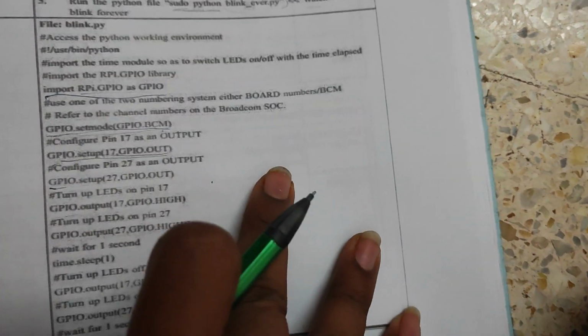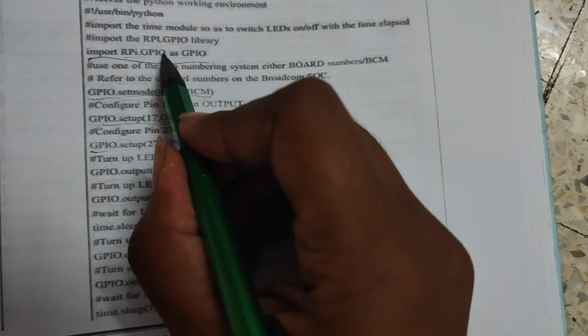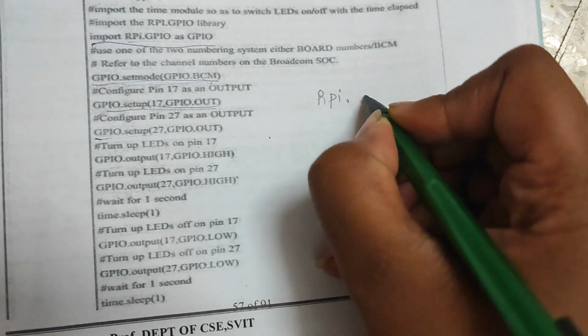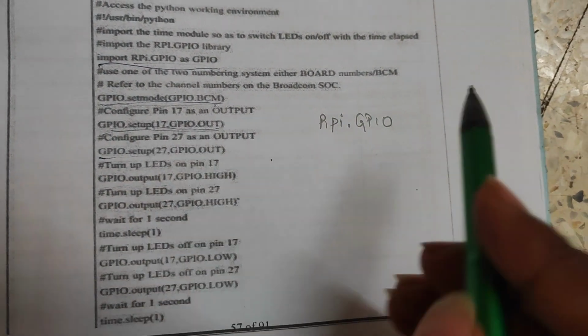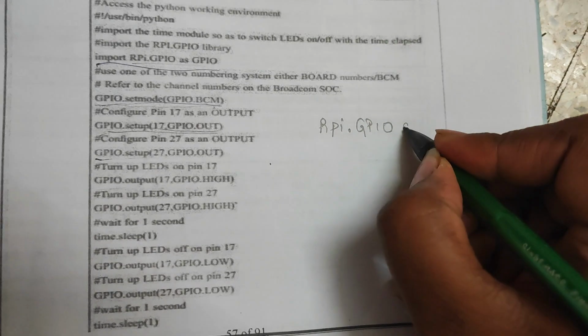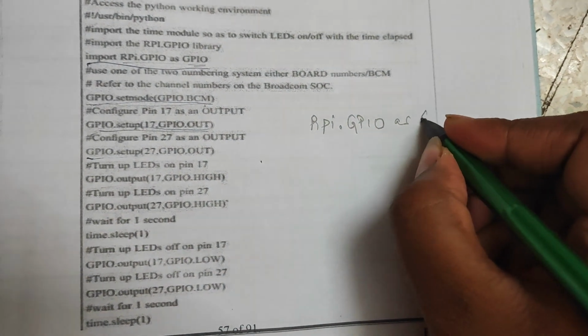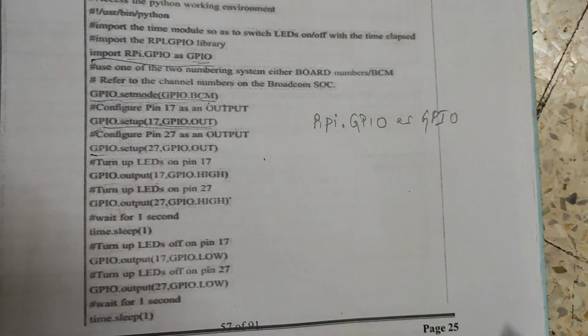There are only 4-5 lines which have to be written over here primarily. First, you are importing RPi.GPIO as GPIO, a shortcut term which is going to be used in the program throughout. So this is your first statement.